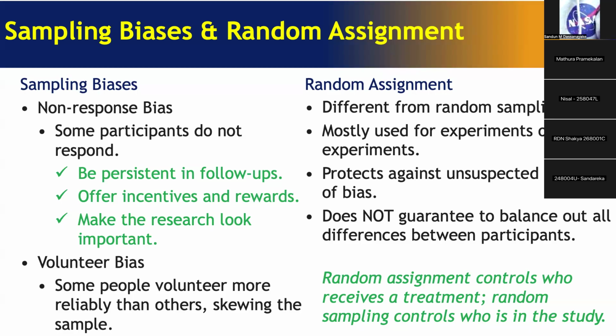In case of random assignment, different from random sampling, it is mostly used for experiments and quasi experiments. So random assignment controls who receives a treatment. Random sampling controls who is in the study. So those are two different things. Random assignment means like you are giving a drug or something. So that's assignment, some treatment. Random sampling is like who is to be in the study.